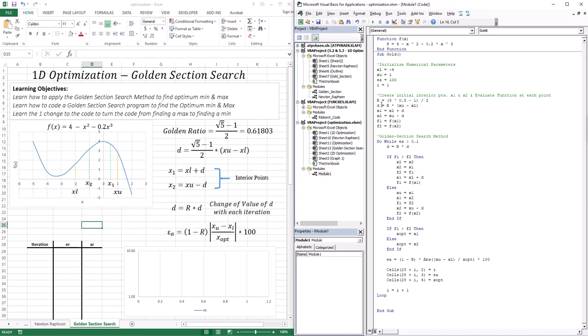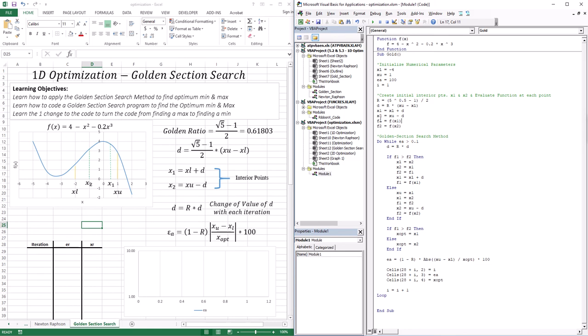And given that we have d now, we can actually calculate what x1 and x2 are. And since we know what x1 and x2 are, we know what the function value is at 1 and what is the function value at 2. So this is the first part that we did. So those are the initial interior points that we have. So let's actually go into the golden section search technique.